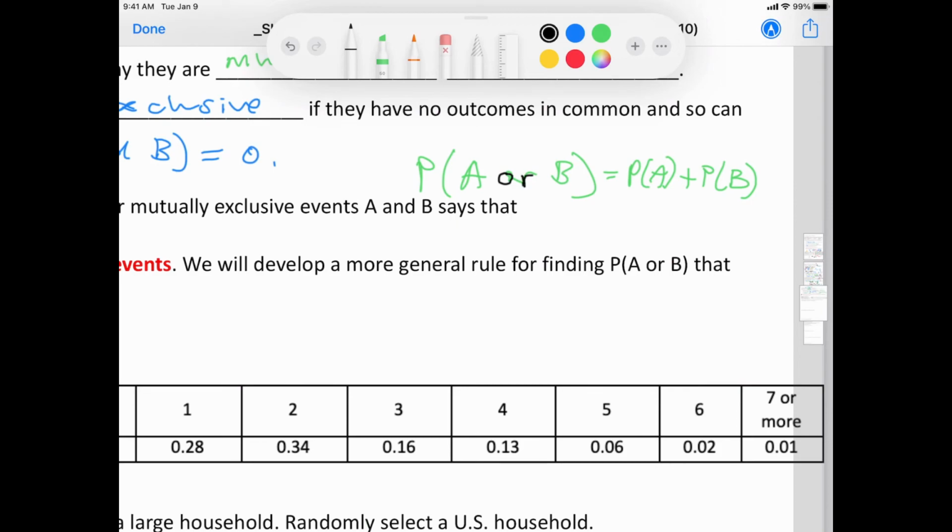And if they're mutually exclusive, then you see the word or, then you can actually add the two events A plus B.